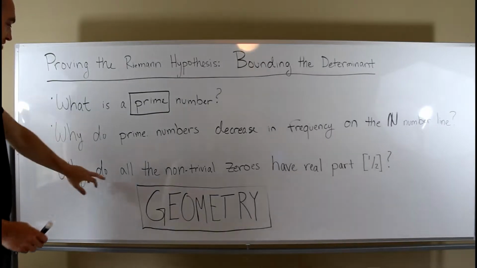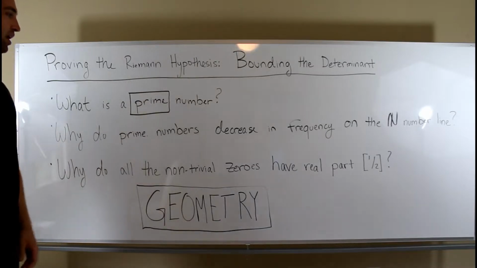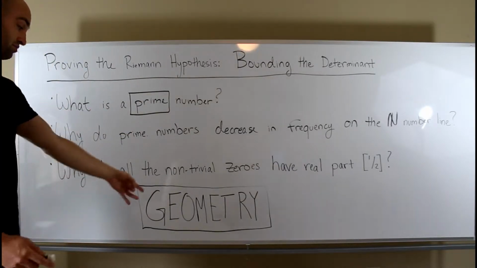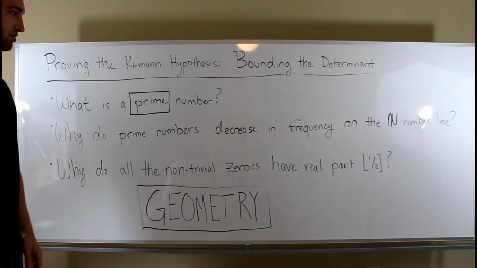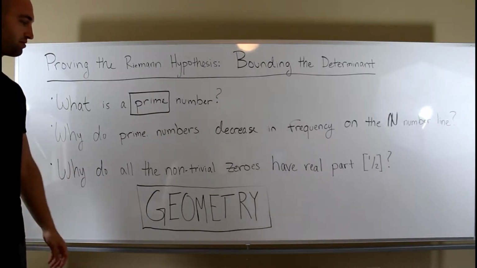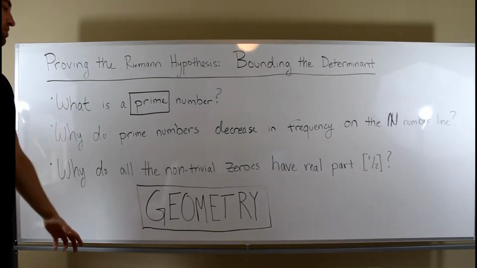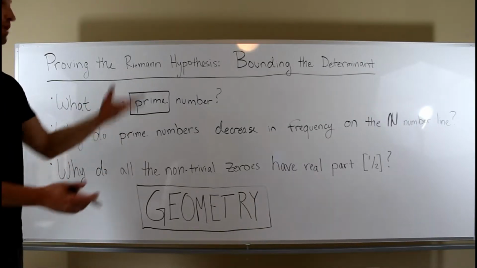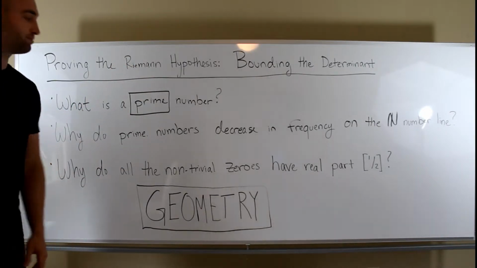But to prove the Riemann hypothesis, we need to answer this question, and we also need to discuss this question. And the answer to all of those questions is geometry. Sorry, I'm filming this later than the first part because I do other stuff. We need to formulate a geometric argument to bound the determinant, and we'll get to that right now.